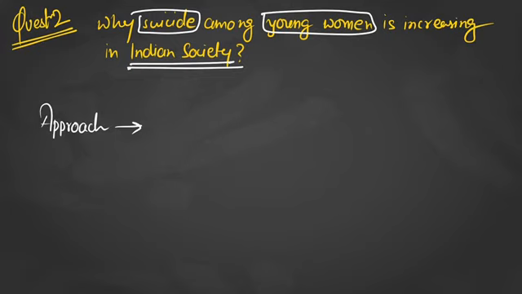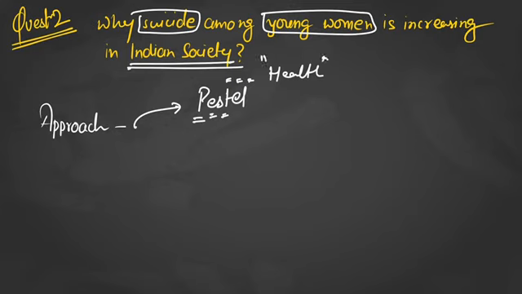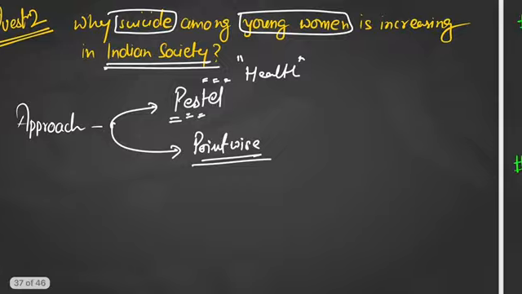So the first approach that we are going to follow here is your PESTLE approach, where we are going to talk about the political aspect, economical aspect, social aspect, technological aspect, environmental aspect and legal aspect. In case you have a lot of points, you can also include the health aspect, that we'll discuss. Second is the traditional point-wise approach, where we can try to write around, let's say, 10-12 points. Okay, so let us start.